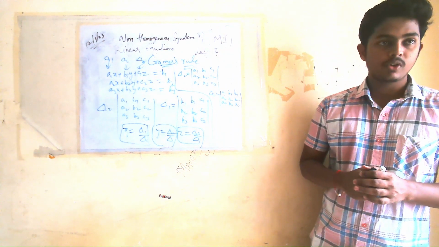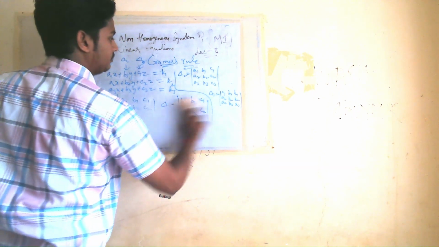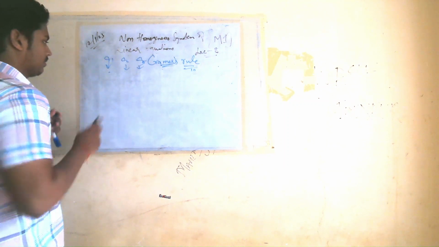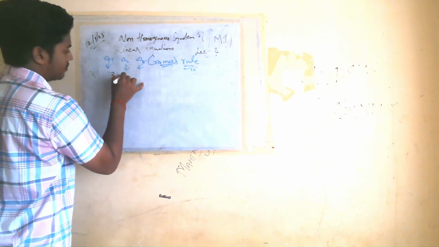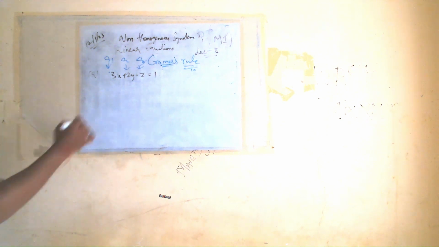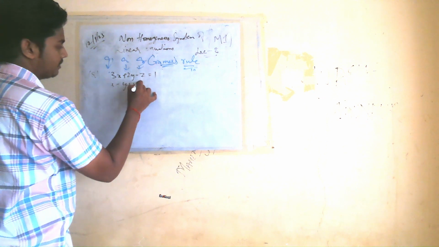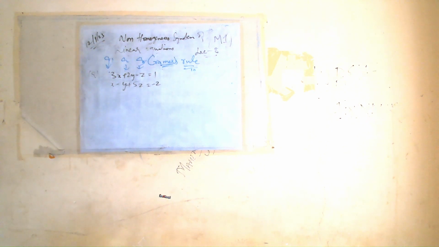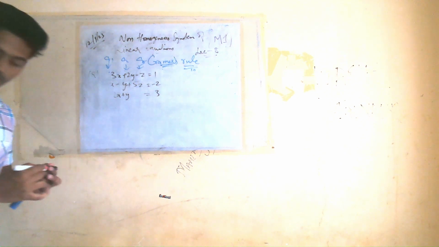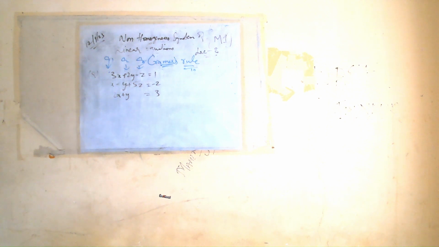We'll look into one example. Our example is 3x plus 2y minus z equal to 1, x minus y plus 5z equal to minus 2, and 2x plus y equal to 3. So here we found all the a1, b1, c1 and k1, k2, k3.